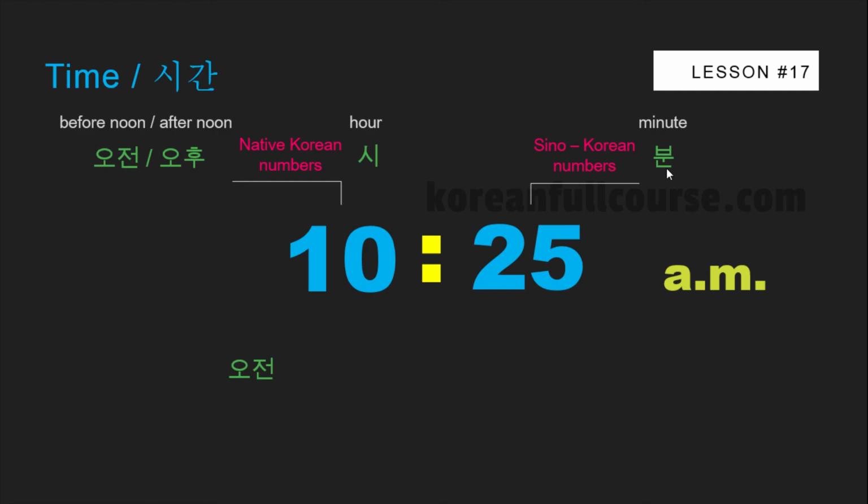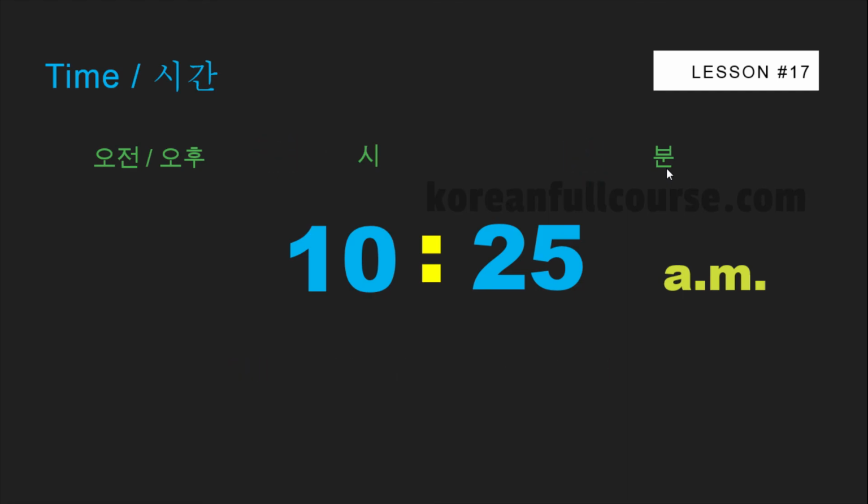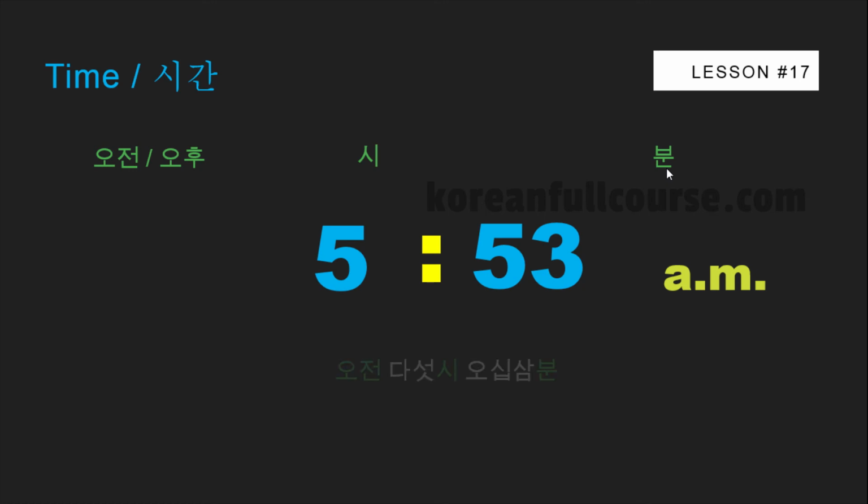10:25 AM in Korean is 오전 10시 25분입니다. How would you say 5:53 a.m.? Pause the video and try it for yourself. It is going to be good practice for you. So 5:53 a.m. in Korean is 오전 5시 53분입니다.